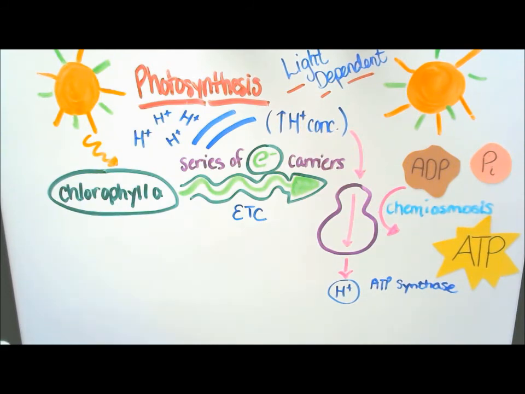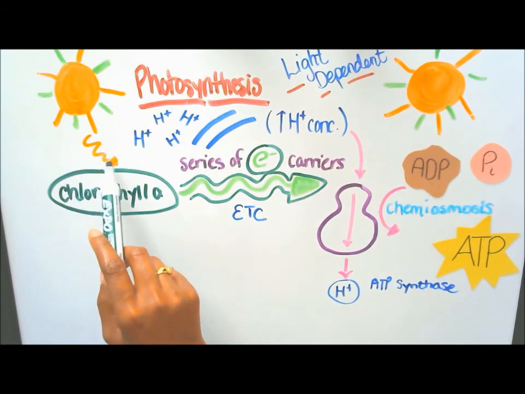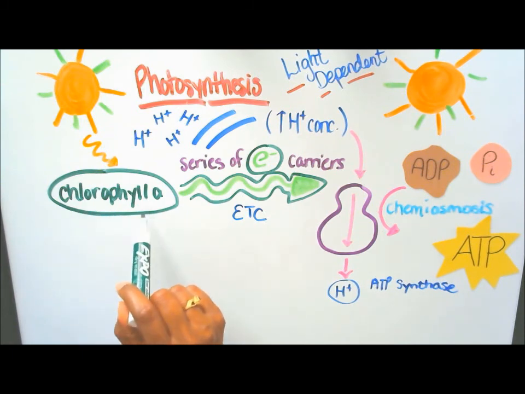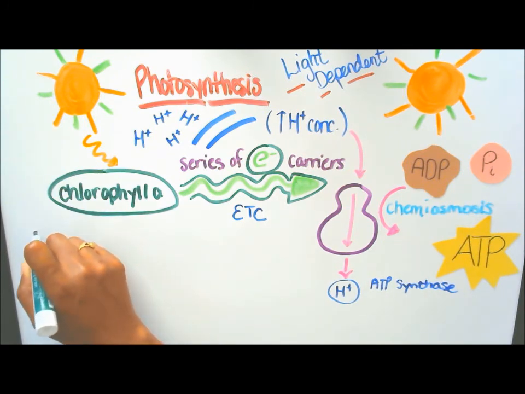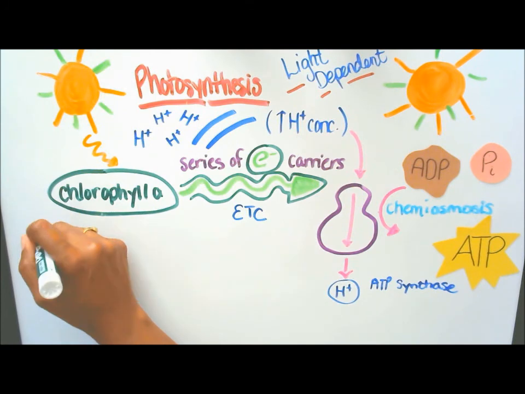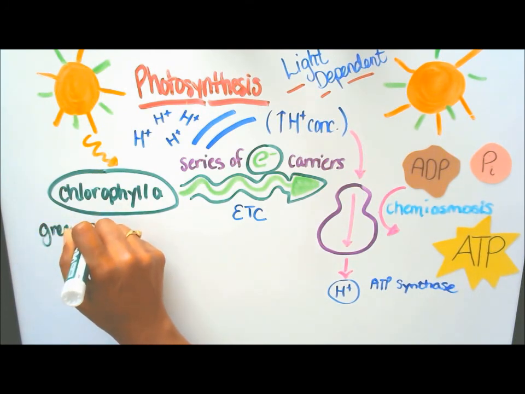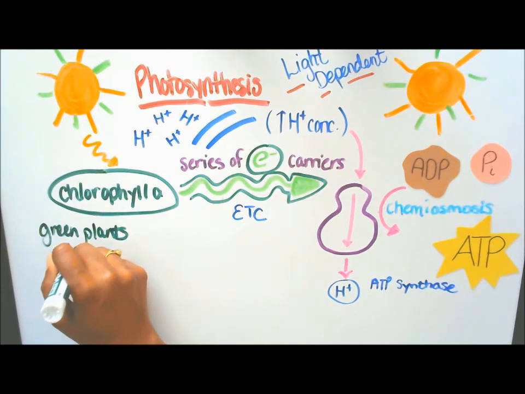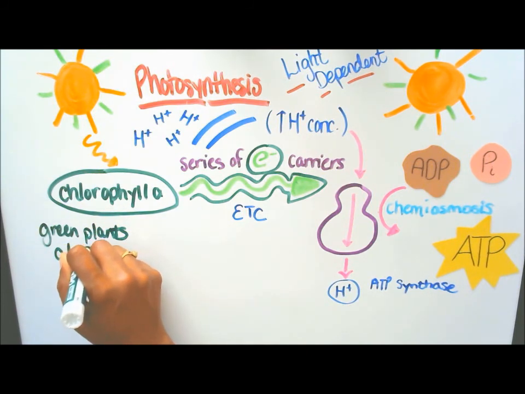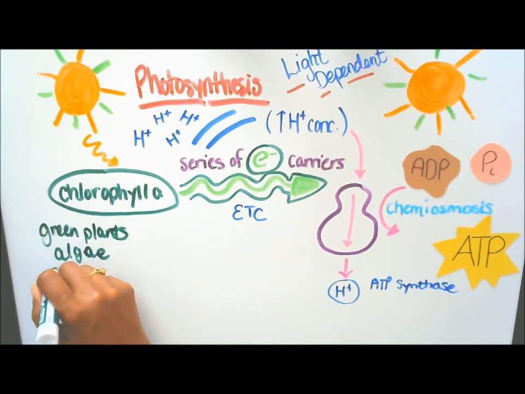Let's study. So we have our light energy here that goes into the chlorophyll. Now, what organisms contain chlorophyll A? Well, we have green plants, algae, and cyanobacteria.